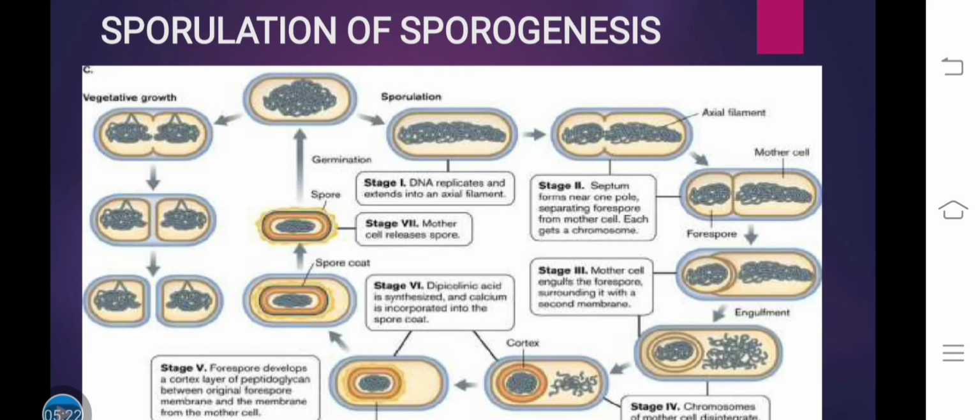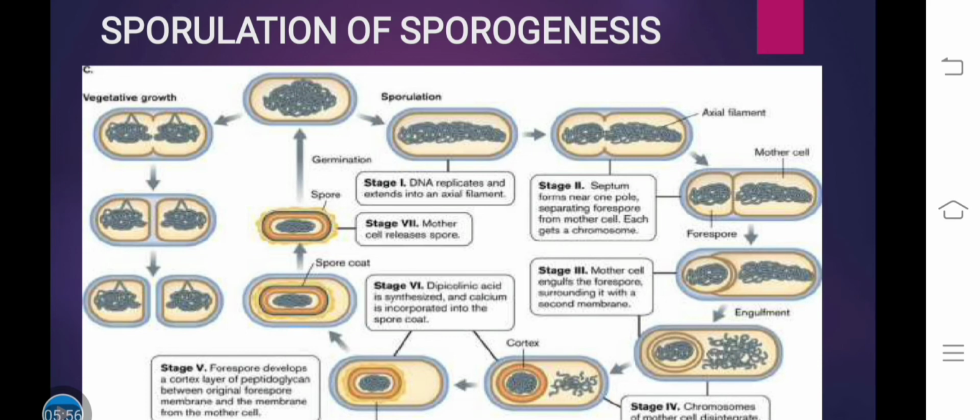DNA replicates and extends into an axial filament. This filament becomes long and a septum forms near one pole, separating the forespore from the mother cell, and each gets a chromosome. After that, the mother cell engulfs the forespore and starts surrounding the forespore with a secondary membrane.